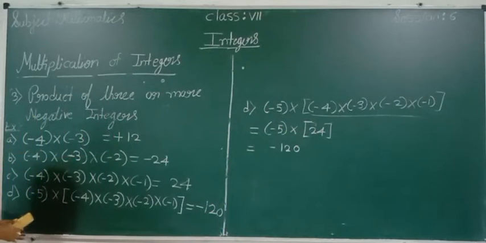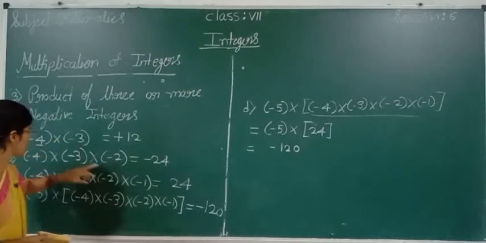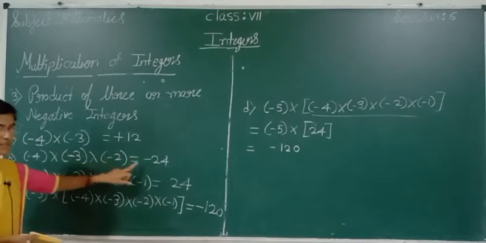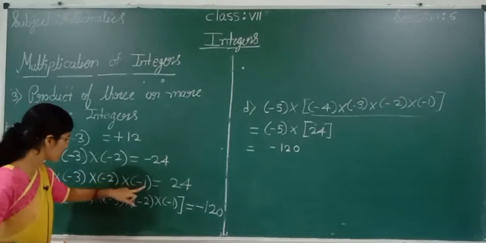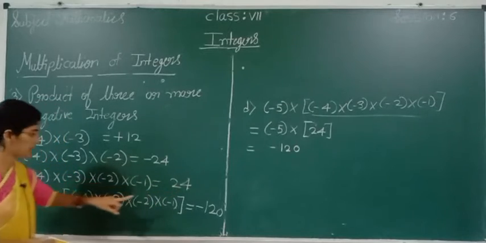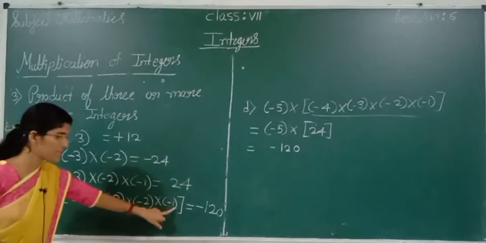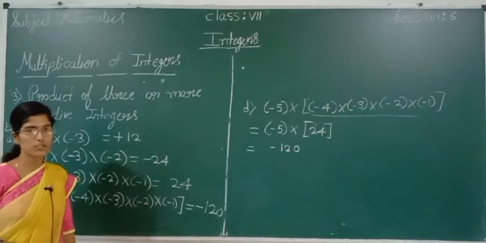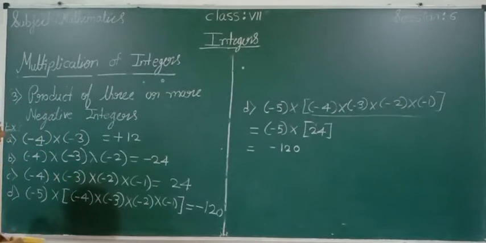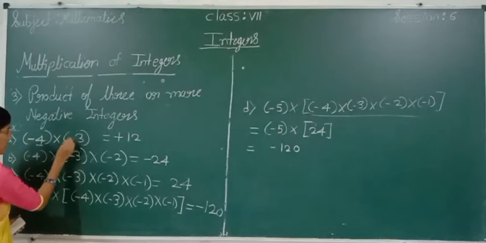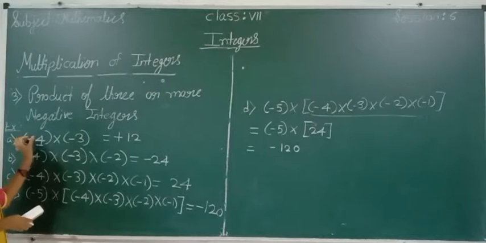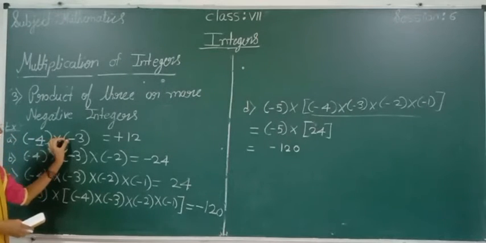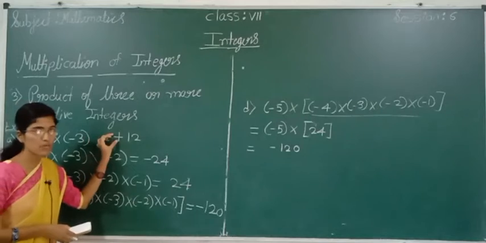Now see students, when two negative integers are multiplied, we are getting a positive integer. When three negative integers are multiplied, we are getting a negative integer. When four negative integers are multiplied, we are getting a positive integer. When 5 negative integers are multiplied, we are getting the answer as a negative integer. What we can tell is that if the number of negative integers in the product is even, the answer will be a positive integer.